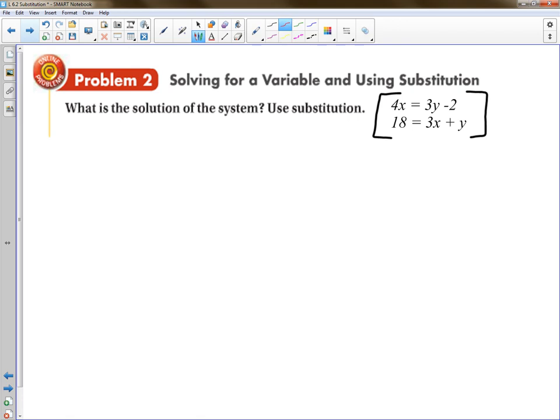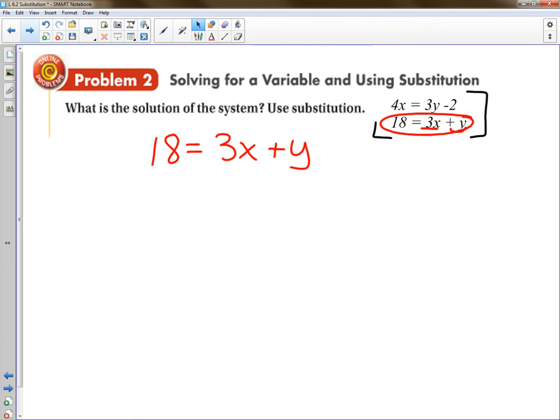And what you're looking for in each of these equations is a single variable. If I look here, this is 4x. That's not a single variable, that's 4x. This is 3y. That's not a single variable, that's 3y. This is 3x, not a single variable. But here we have a single variable in just having y. So what that tells me is the second equation is the equation that I want to look at first. So I write out 18 equals 3x plus y. What I want it to say is y equals something. In other words, I want to solve for y.